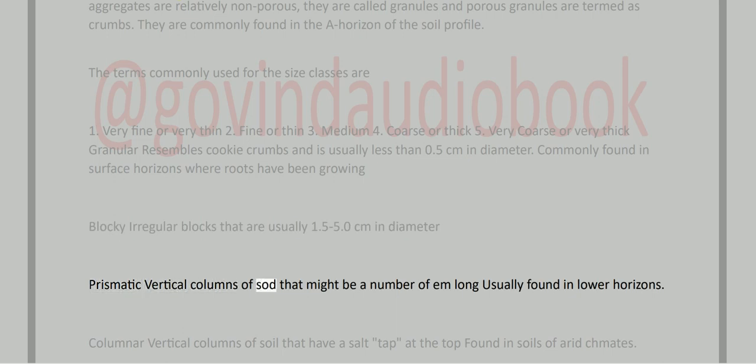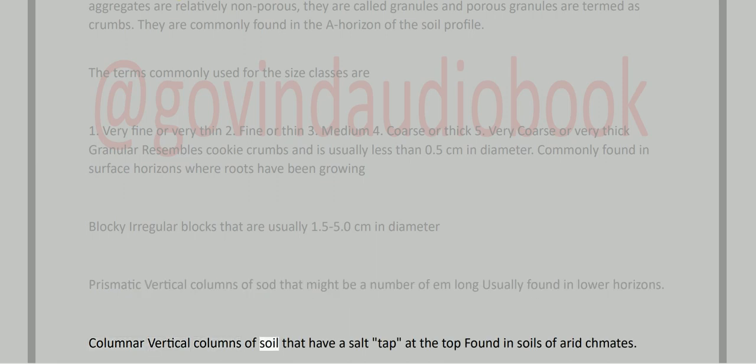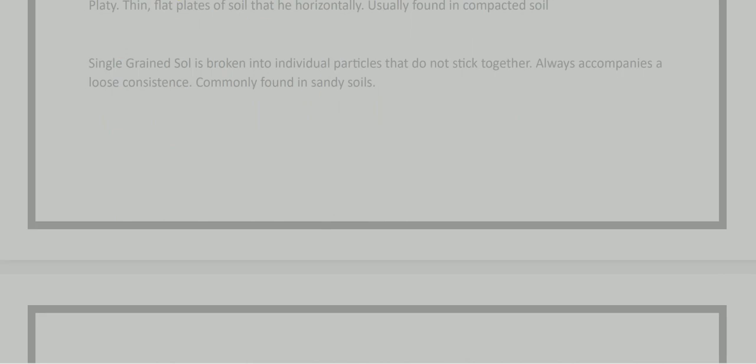Prismatic. Vertical columns of soil that might be a number of meters long, usually found in lower horizons. Columnar. Vertical columns of soil that have a salt cap at the top, found in soils of arid climates. Platy. Thin, flat plates of soil that lie horizontally. Usually found in compacted soil. Single-grain soil is broken into individual particles that do not stick together. Always accompanies a loose consistence. Commonly found in sandy soils.